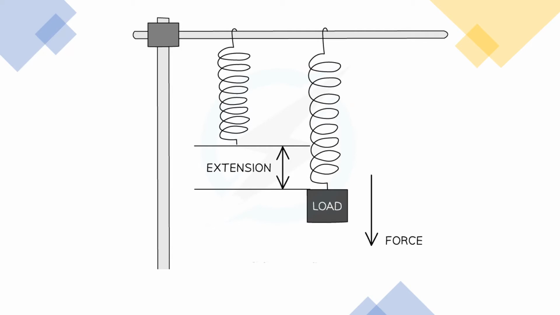Over here, we can see the original height of the spring. We can see that when a force or a load is added onto the spring, a force is exerted downwards, causing the spring to stretch, and this stretch is known as the extension.